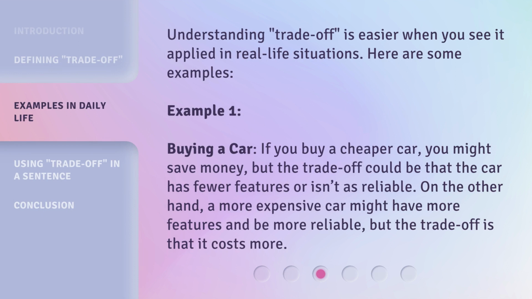Understanding trade-off is easier when you see it applied in real-life situations. Here are some examples. Example 1. Buying a car. If you buy a cheaper car, you might save money, but the trade-off could be that the car has fewer features or isn't as reliable. On the other hand, a more expensive car might have more features and be more reliable, but the trade-off is that it costs more.